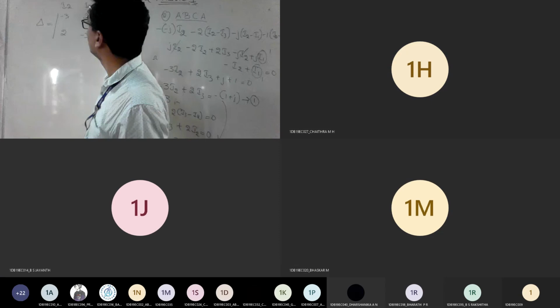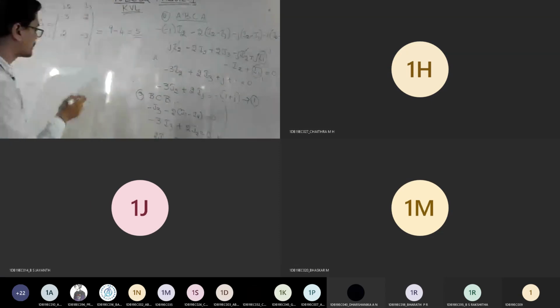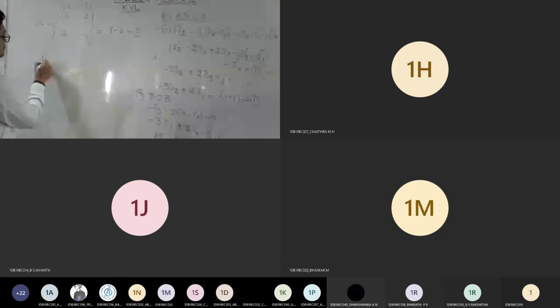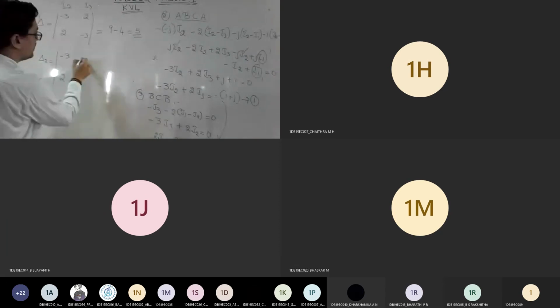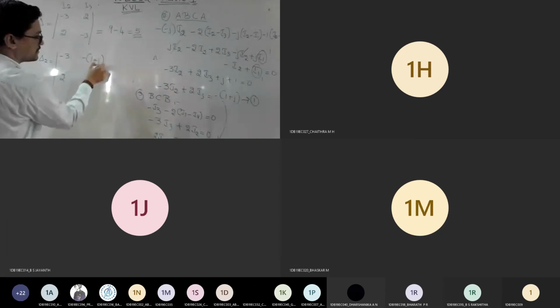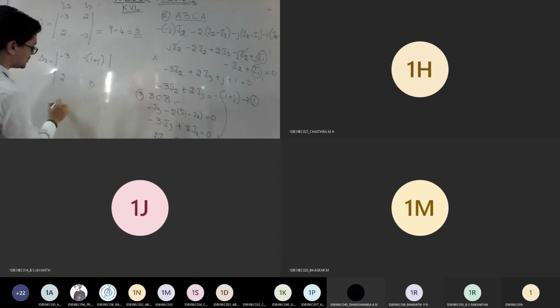Correct? So just right away go with your delta 2. So what should I replace now? The second column with your constant terms. So what were the constant terms we had? 1 plus j and 0. Yeah, what is this answer?